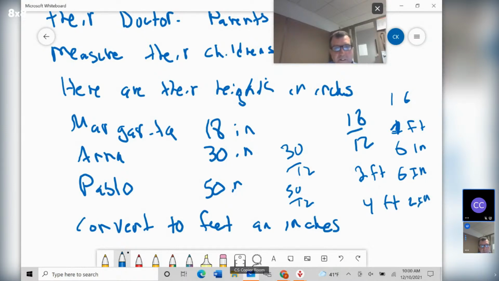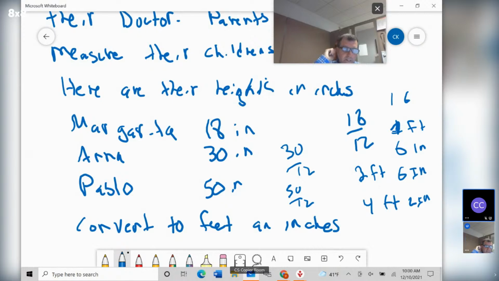And just looking at this, you might be able to do it without even dividing. 18 inches is 1.5 feet. Anna, you would say, is 2.5 feet. And then Pablo, you could say, well, I know 12 goes into 50 4 times. 12 times 4 is 48, and 2 is left over, so it'd be 2 inches.